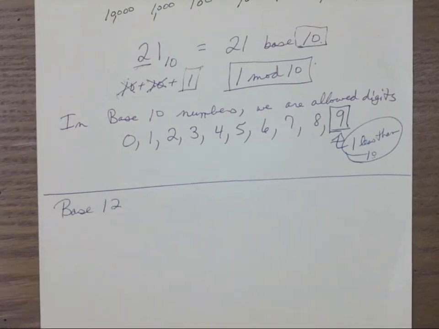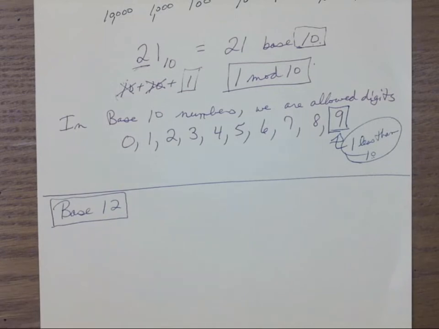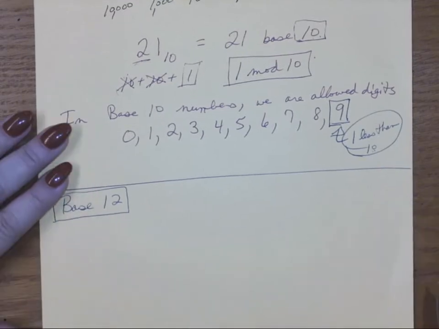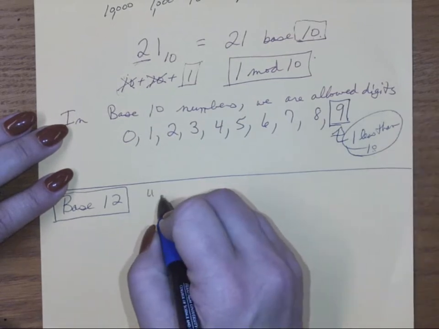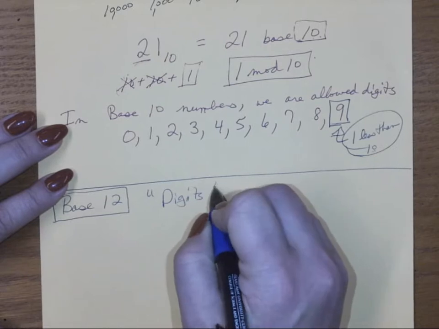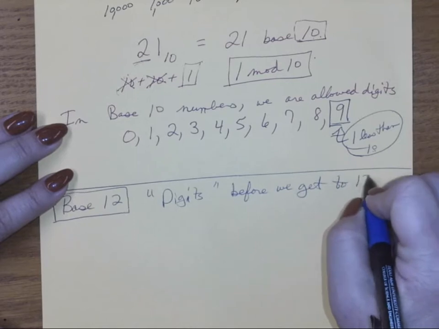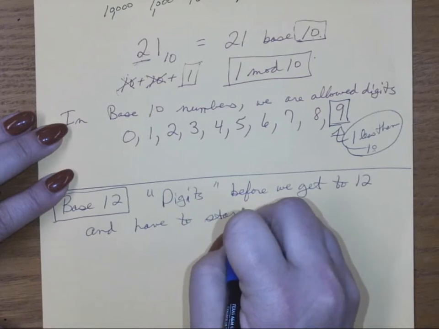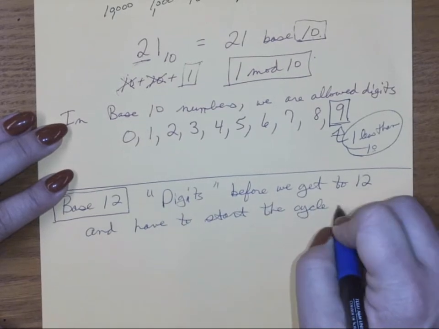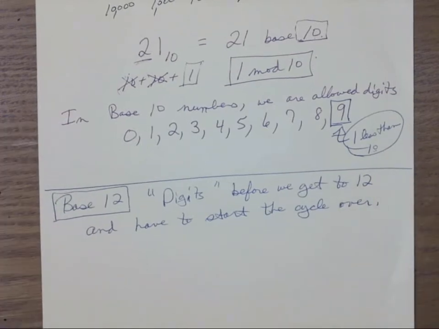And this actually goes for any base that I'm talking about. I'm just picking 12 because we just talked about base 12 when we were doing clock arithmetic. So I'm not going to worry about place values or anything like that, but I want to worry about what kinds of numbers I'm allowed in base 12. So my digits, so to speak, before we get to 12 and have to start our cycle over. Okay, that's what I'm worried about. What are my digits that I'm allowed before I get to 12 and I have to start my cycle over?